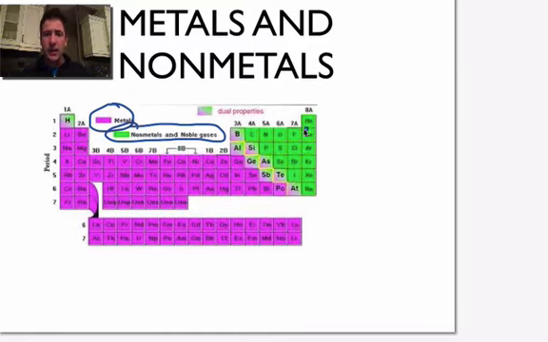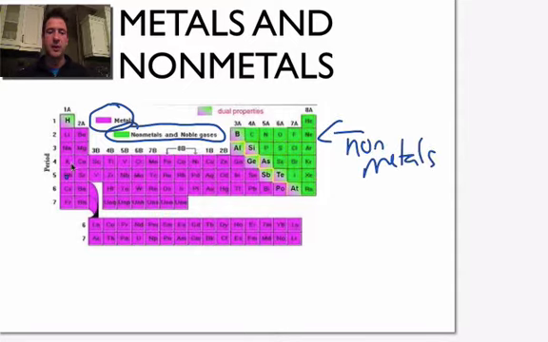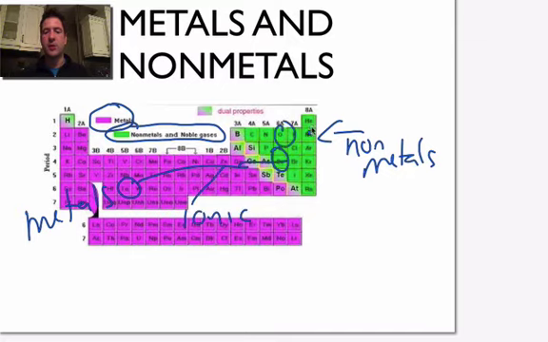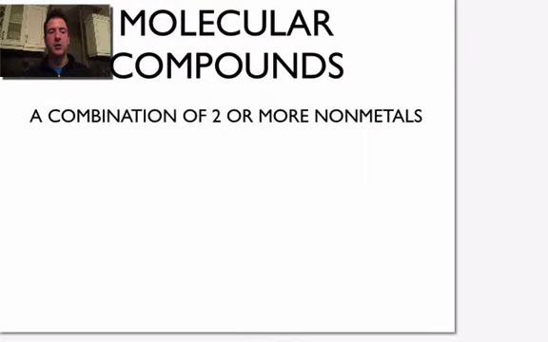So non-metals are on this side, I just ran out of room so I did that, and metals are going to be over here. So ionic compounds are going to take one of the metals and they're going to form with a non-metal. That's ionic. Whereas molecular is going to take a non-metal and a non-metal. They're going to form together and they're going to make a molecular compound. Using the periodic table, this is how you can help yourself understand these compounds.